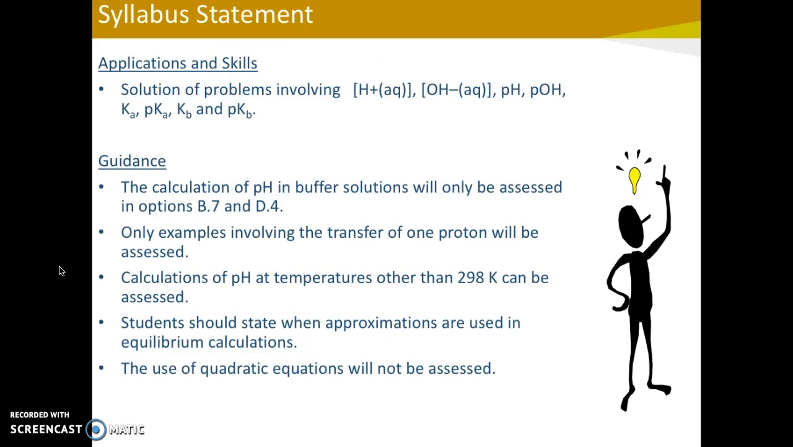All right, we're going to solve some problems, but a couple of things that I want you to note is that we're going to talk about buffer solutions a little bit later. We're only going to look at examples that involve the transfer of one proton in terms of assessment. There are ways of calculating when you have a polyprotic acid that has more than one hydrogen ion it can donate, but we're not going to work with those calculations. Calculations at temperatures other than 298 K can be assessed, so think about what that looks like. And the use of quadratic equations is not going to be assessed.